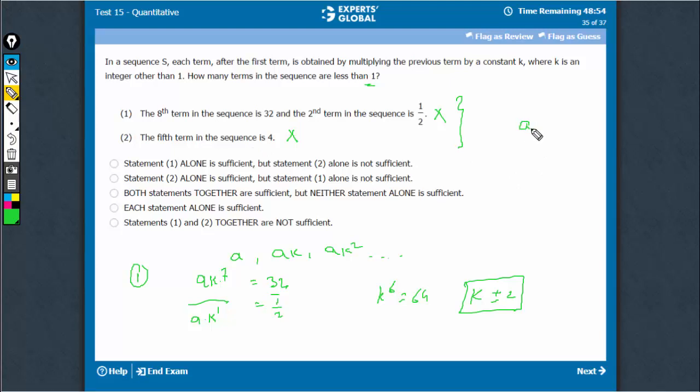So we know that the second term, a into k, is positive. It is half. It tells us that the fifth term now is positive. So a into k raised to power 4 is also positive, and a into k raised to power 7 is all positive again, 32. Since the difference is 3, if k were negative, this would no longer be positive, this would be negative. So the negative value of k can now be discarded. We know that k is equal to 2 for sure.